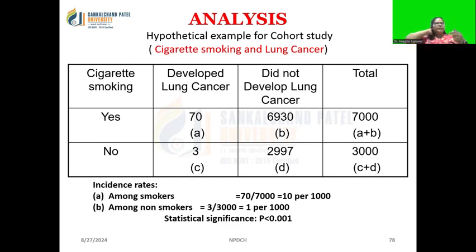So incidence rate: since it is a cohort study, we generally get the incidence, since we are finding out the new cases and we are not relying on the previous cases. So incidence rate can be calculated among smokers and among non-smokers through this formula: whoever has developed cancer divided by the total number of patients, and likewise whoever has developed cancer in the non-smoking group divided by the total number of patients assessed.